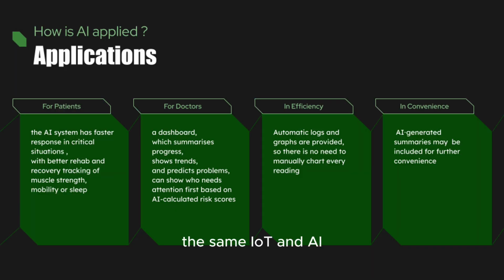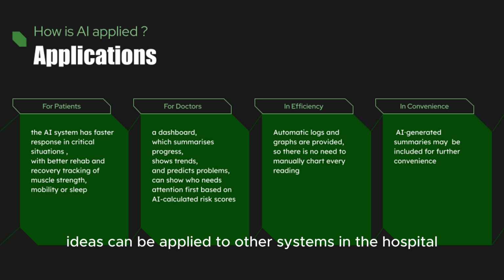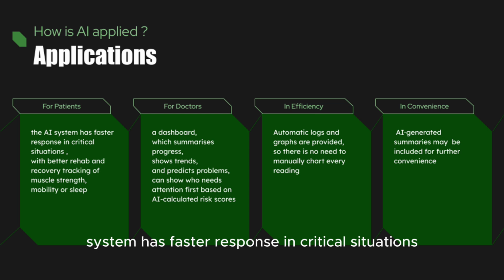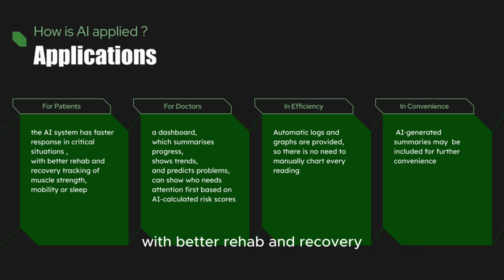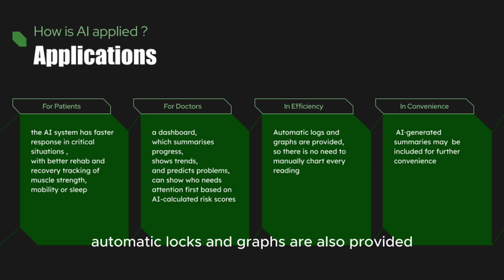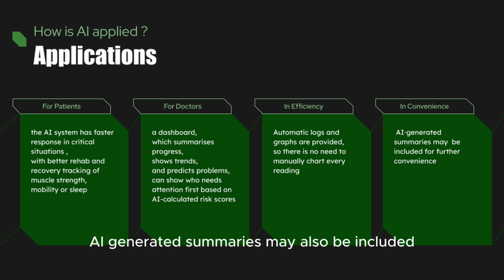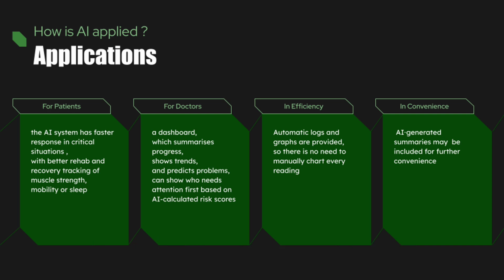The same IoT and AI ideas can be applied to other systems in the hospital to greatly help patients and doctors. For patients, the AI system has faster response in critical situations, with better rehab and recovery tracking of muscle strength, mobility or sleep. For doctors and nurses, a dashboard which summarizes progress, shows trends, and predicts problems can show who needs attention first based on AI-calculated risk scores. Automatic logs and graphs are also provided, so there is no need to manually chart every reading. AI-generated summaries may also be included for further convenience.